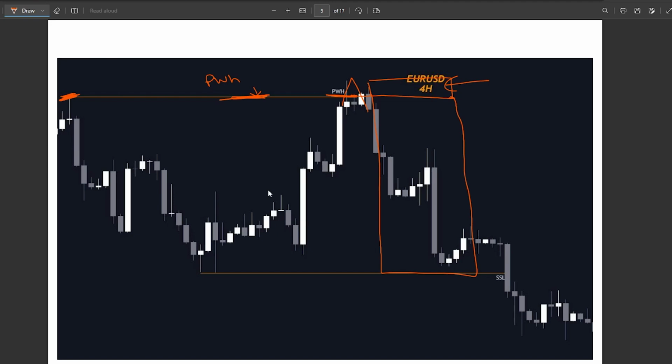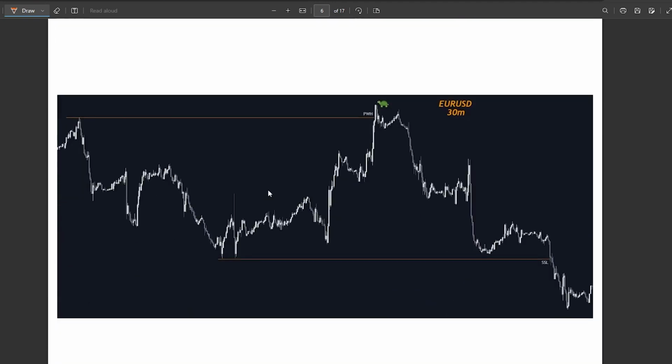So now let's come on to the lower time frame of this same chart. You can see price took out the weekly high here. This was the previous week high. Retail stops were resting here. Price took out the high and then closed back inside, or you can say failed to displace.